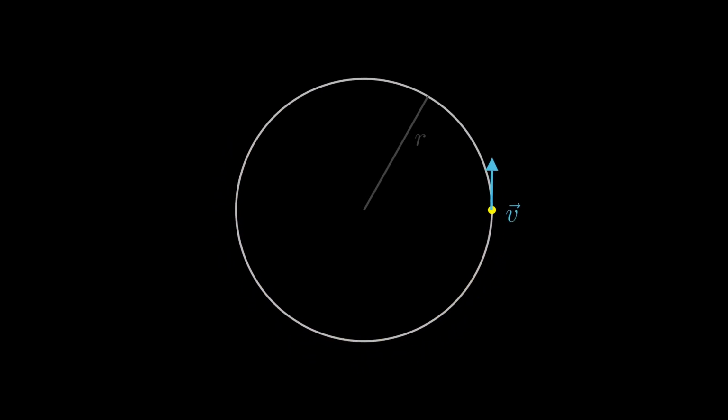If the velocity is changing, then there must be some source of acceleration. In uniform circular motion, the only source of acceleration points directly in towards the center of the circle, and it is called the centripetal, or center-seeking, acceleration. It always points towards the center and makes a right angle with the tangent velocity vector.